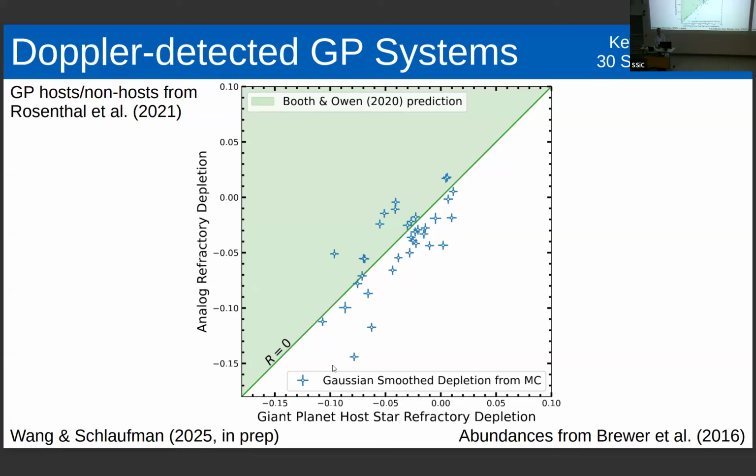So what Chris and I did is we went to a sample of stars that had been carefully scrutinized with the Doppler technique for the presence of giant planets.